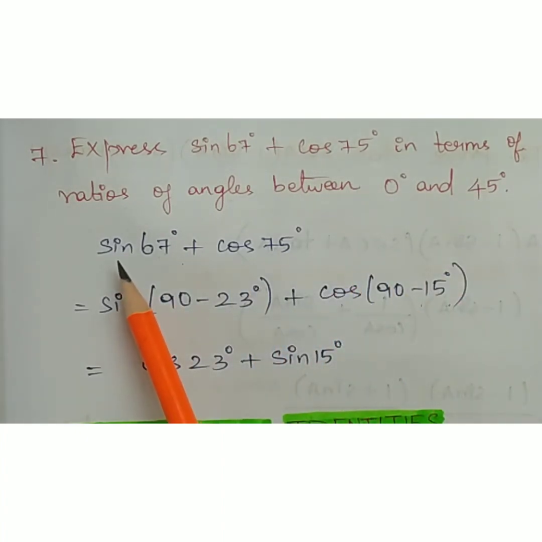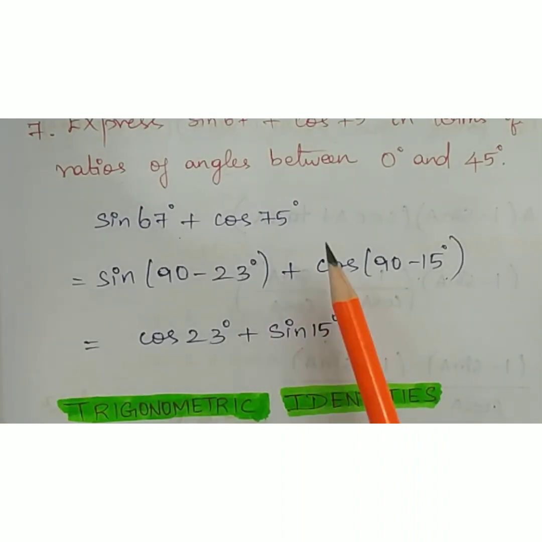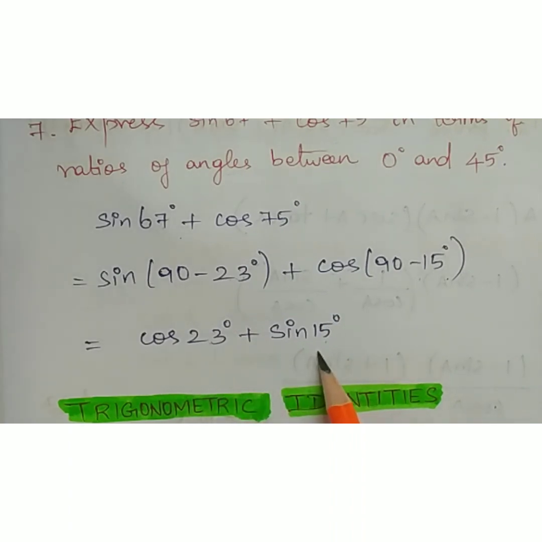So here you are writing this 67 as sin of 90 minus 23 plus cos of 90 minus 15. Sin of 90 minus theta is cos theta. So cos 23 plus cos of 90 minus theta is sin 15. So we express the ratios of angles between 0 degree and 45 degree. That's all.